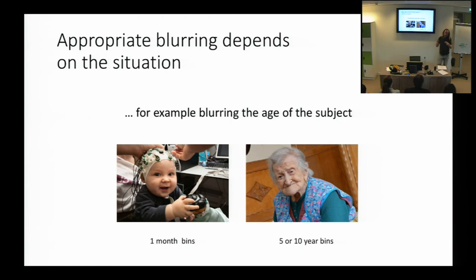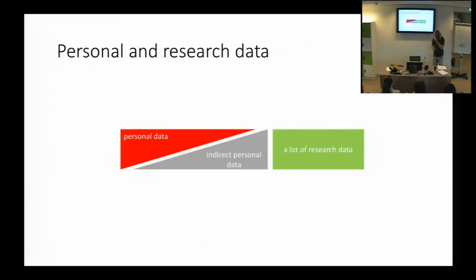So blurring as a de-identification technique, blurring of age or blurring of facial details, depends a lot on the details that you have, on the characteristics of your data.